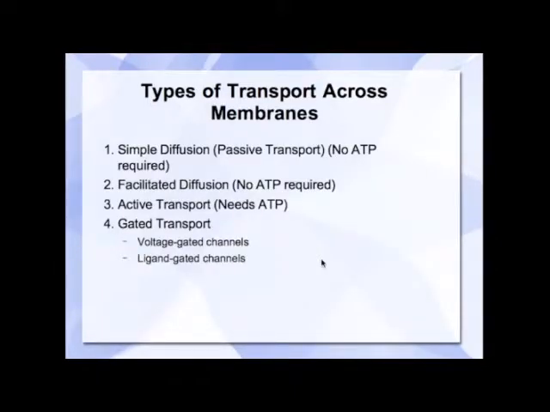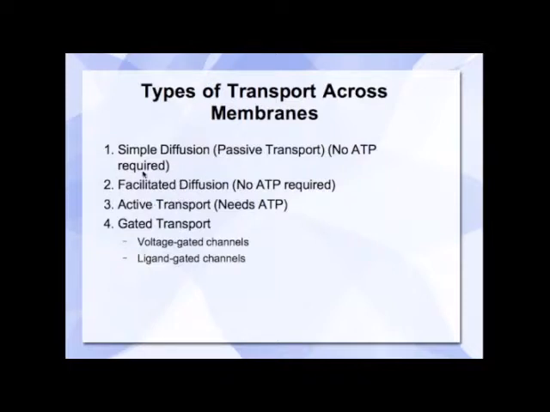When talking about the movement of molecules across a membrane, there are four types that we need to discuss. First is simple diffusion. Simple diffusion is also known as passive transport. As the word passive suggests, no ATP energy molecules are needed in order for passive transport or simple diffusion to happen. The second type of transport across a membrane is called facilitated diffusion.